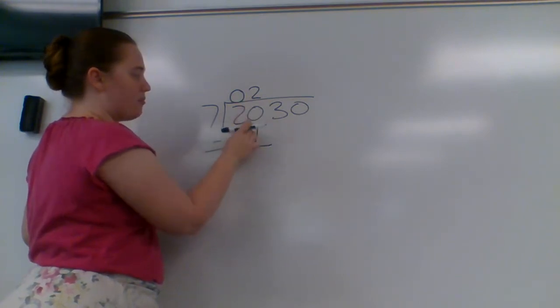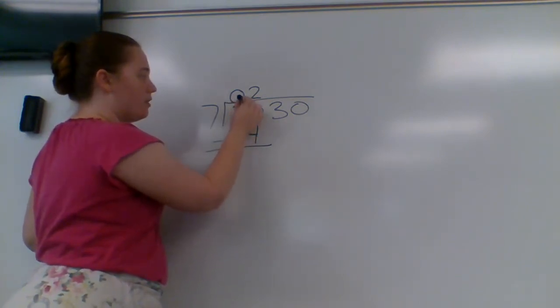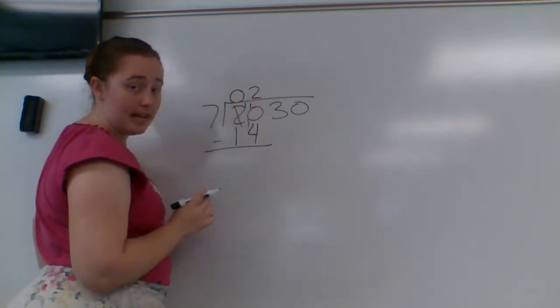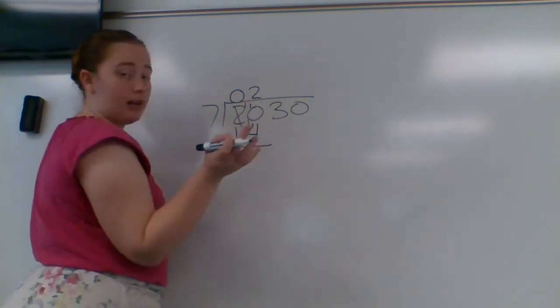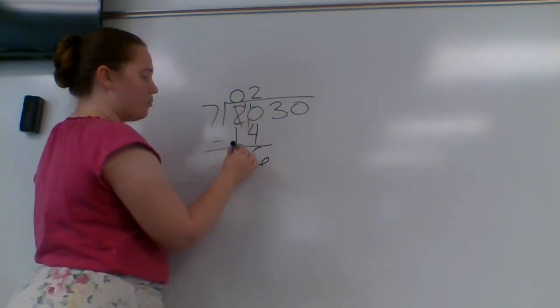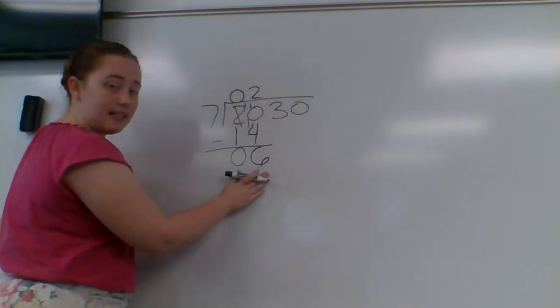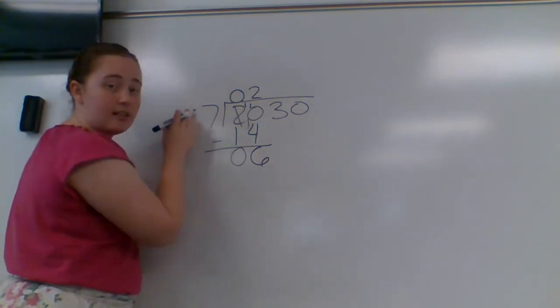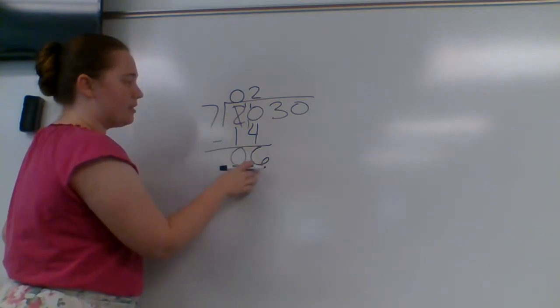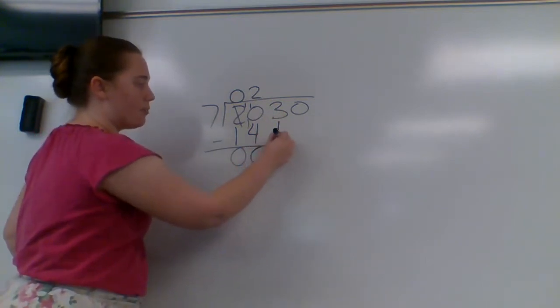I can't do 0 minus 4, so let's go ahead and borrow. 2 becomes 1, and put a 1 in front of that 0, so it's 10. And 10 minus 4, I can do that. 10 minus 4 is 6, and then 1 minus 1 is 0, and 6 is smaller than 7. So I have this 6 right here. I need to carry down the 3.